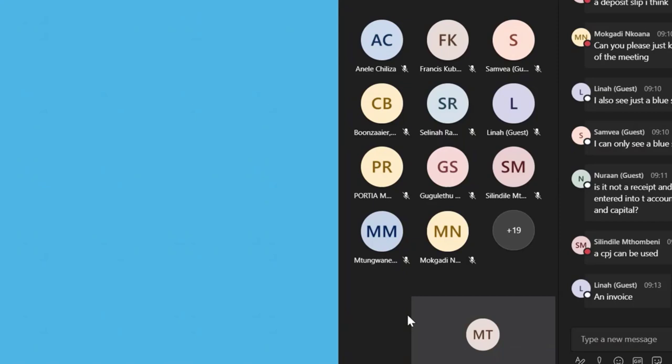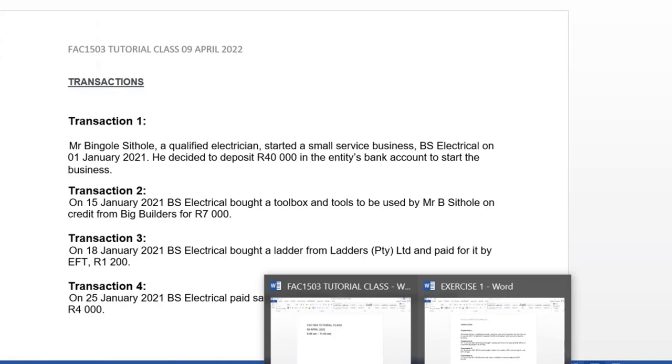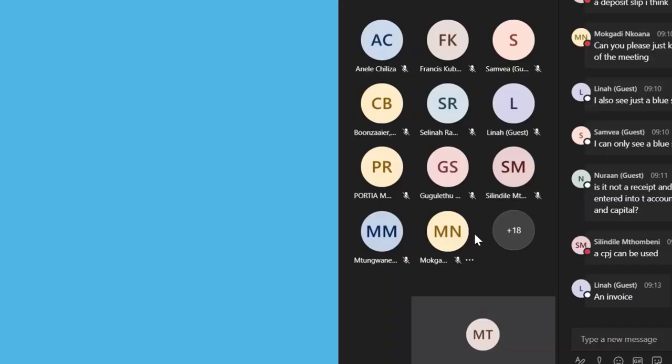Why am I saying the bank statement? I'm saying the bank statement because Mr. Sithole has deposited 40,000 in the entity's bank account to start his business. So basically, you will be holding what? You'll be holding a bank statement as your source document. So the bank statement will be your source document for transaction number one. Do you understand, guys? Your bank statement will be a source document.